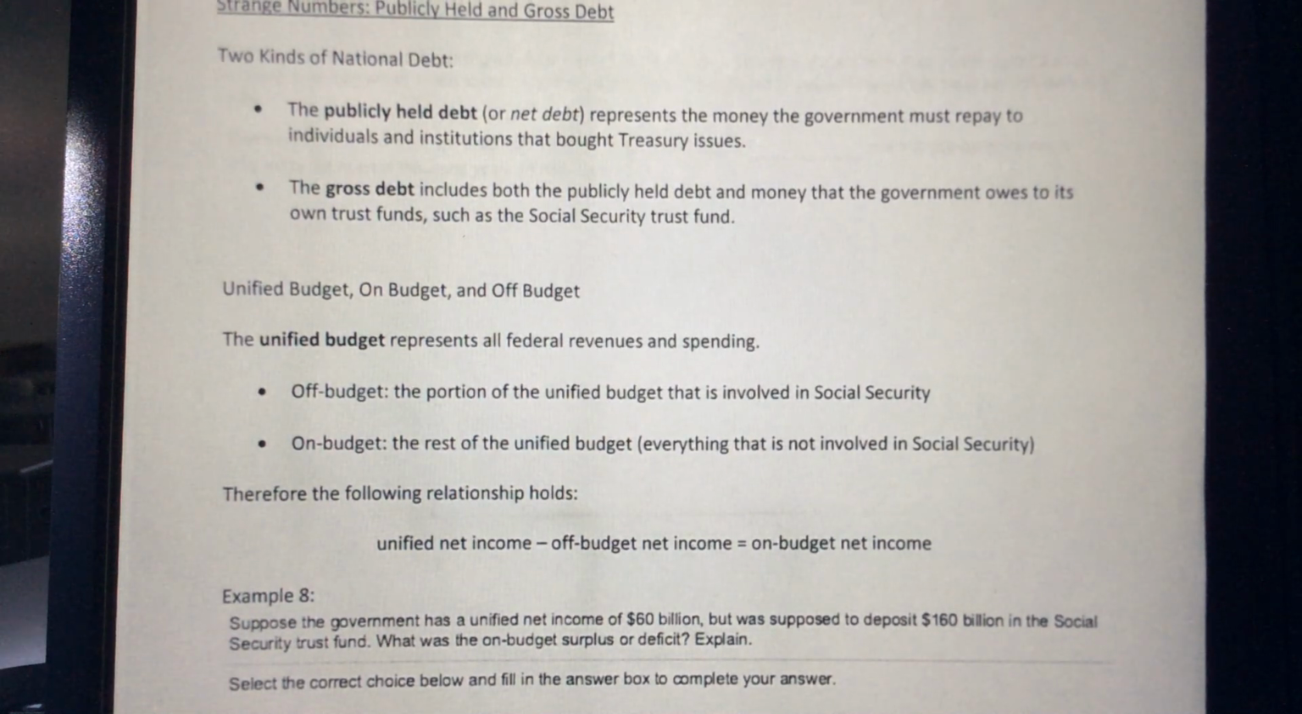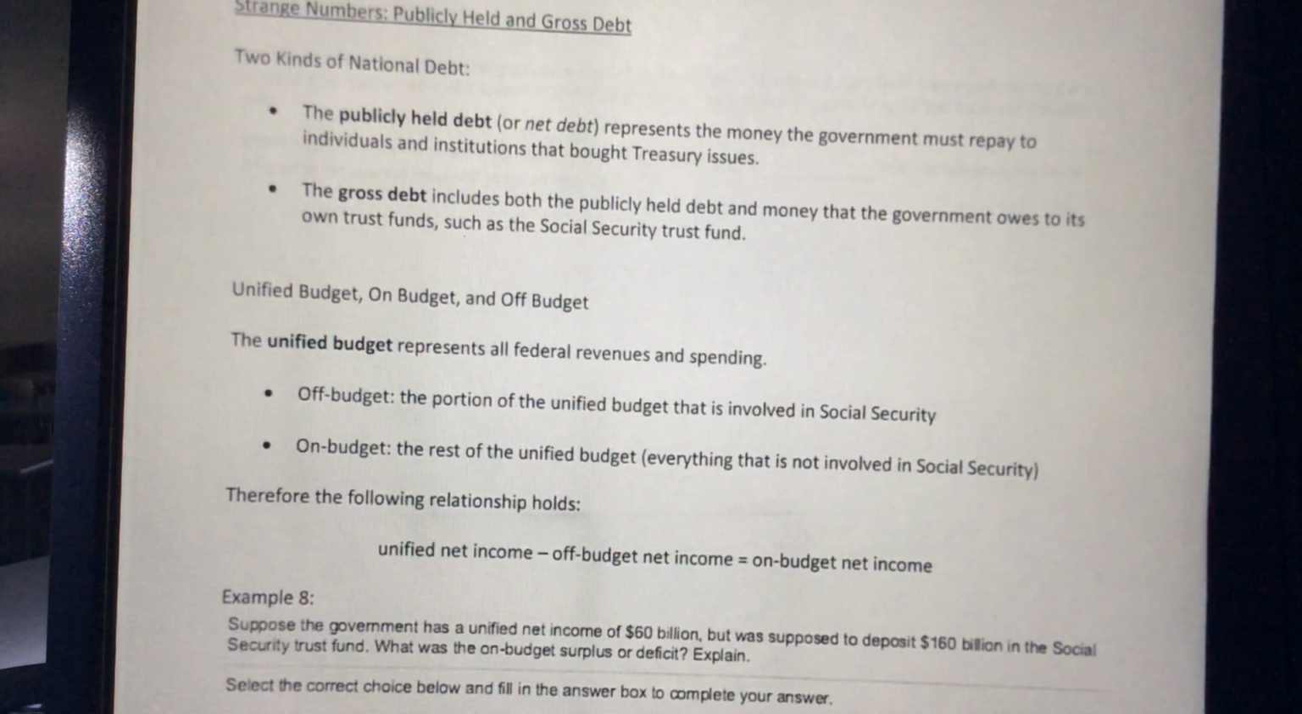Okay, and now we've got unified budget, on budget, and off budget. The unified budget represents all federal revenues and spending. Off budget is the portion of the unified budget that is involved in Social Security. On budget is the rest of the unified budget, everything that is not involved in Social Security. So therefore, the following relationship holds: your unified net income, with the off-budget net income subtracted from it, will be equal to your on-budget net income.